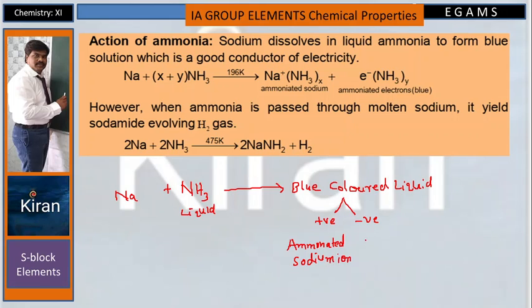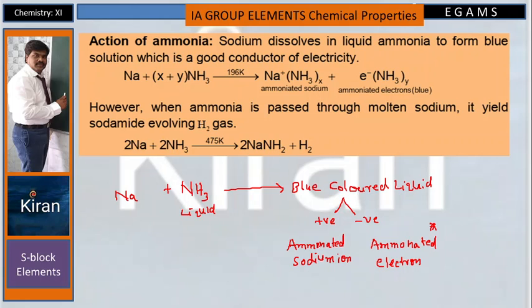The negative ion is known as ammoniated electron. Because of the presence of ammoniated electron, this liquid gets blue color. This is responsible, not this one. Only because of the presence of ammoniated electron, the colorless ammonia liquid becomes blue in color. What does ammoniated sodium ion mean?